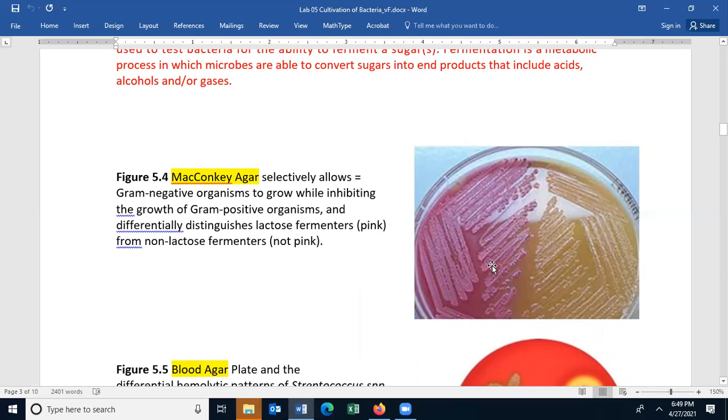When you look at the plate before growth, it's hard to look at that now because we have growth on it. But the dye gets in the cell wall of the gram-positives, and the gram-positives don't like that dye in the cell wall, and it prevents the cells from growing. So it's selective on gram-positives, but gram-negatives are allowed to grow on it.